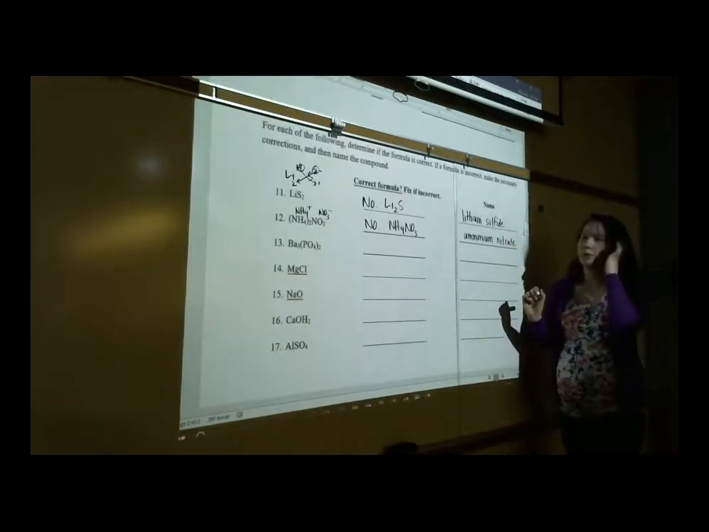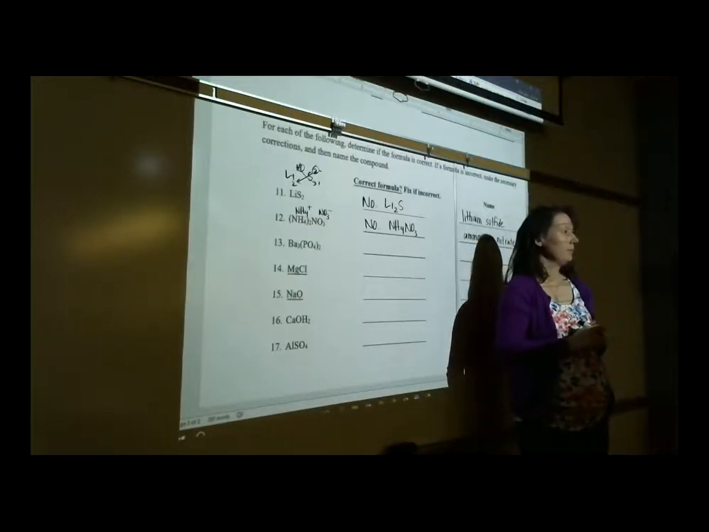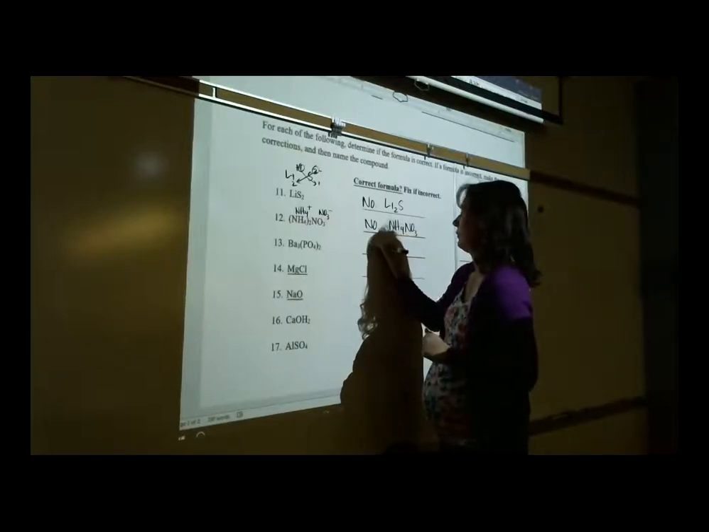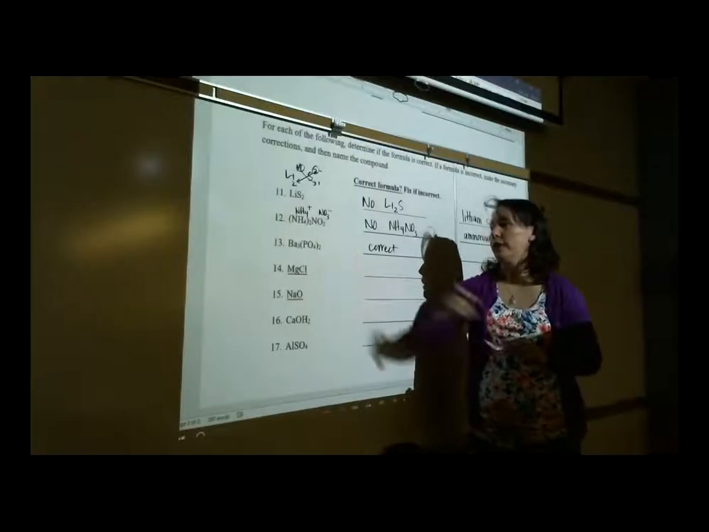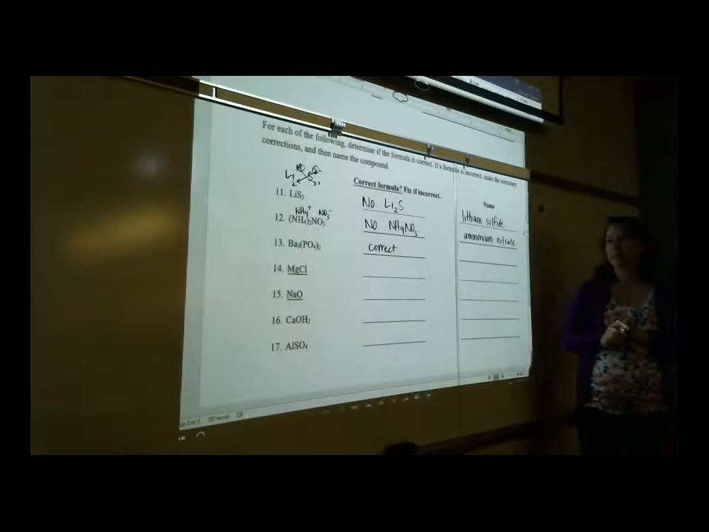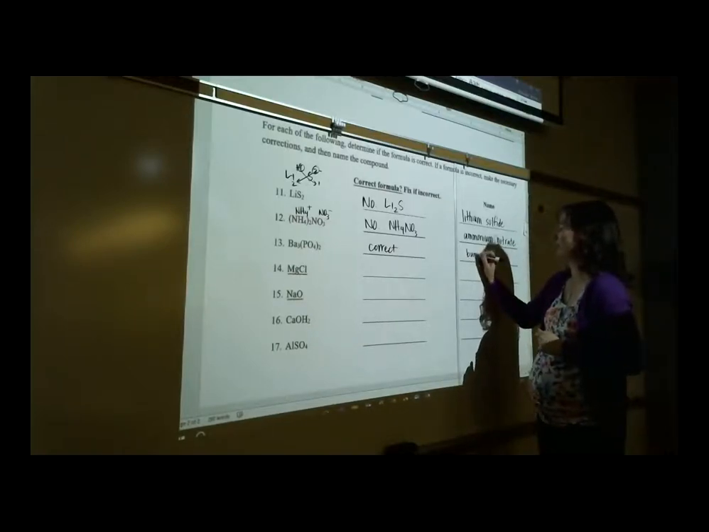All right, number 13. Is that correct or incorrect? That one's fine, yep. Because barium is +2 and phosphate is -3. Everything's good there. So what's the name of this? Barium phosphate, right? Kind of revealed the answer there to you.